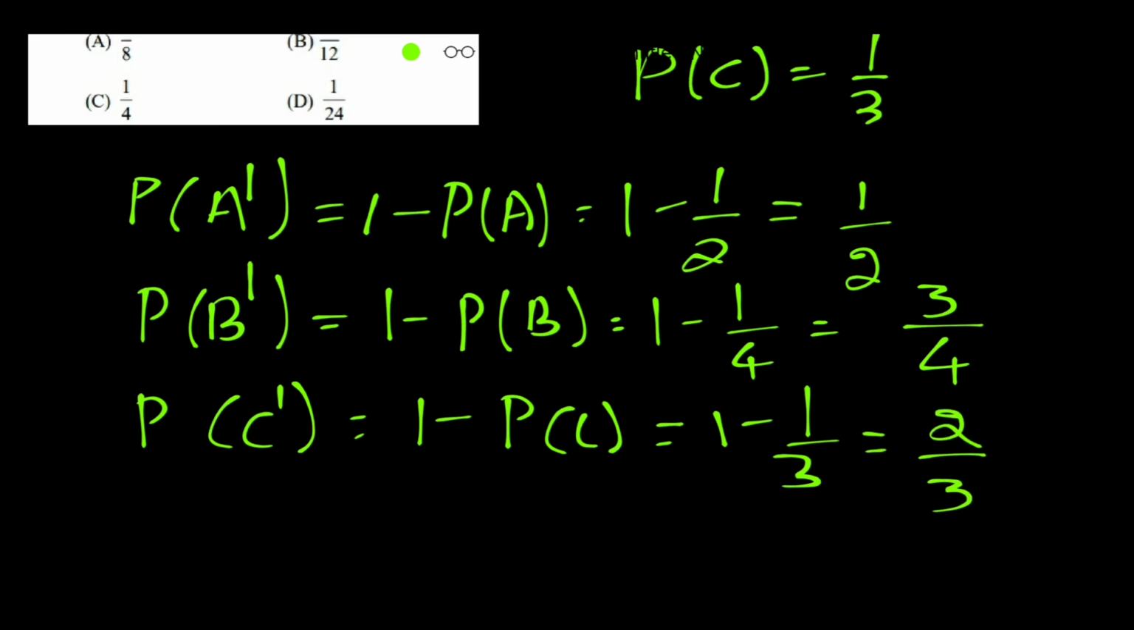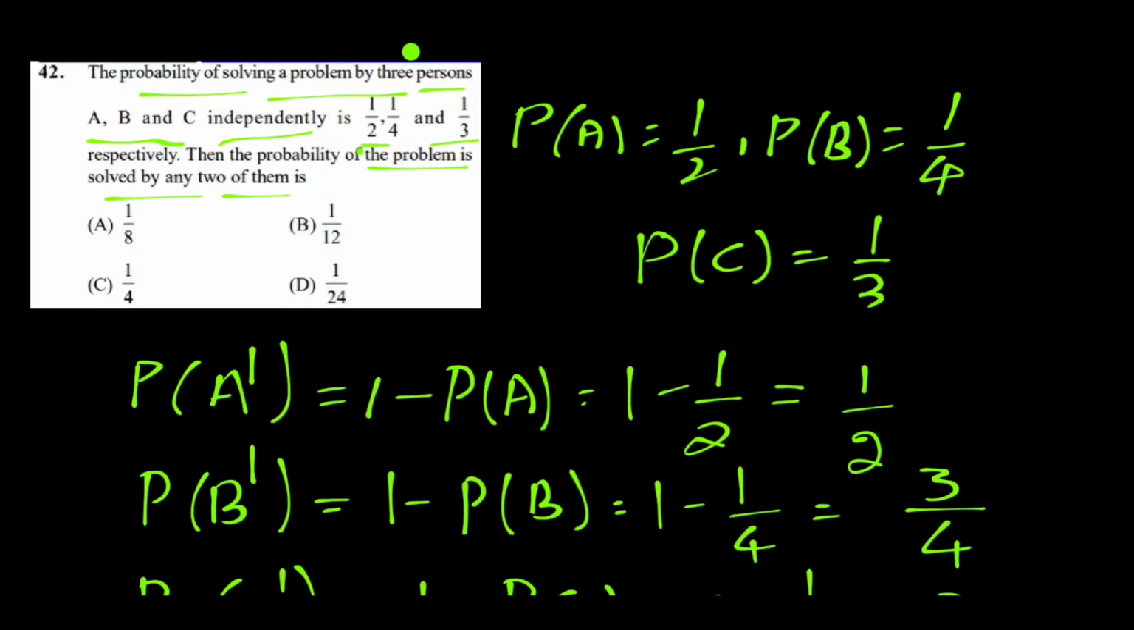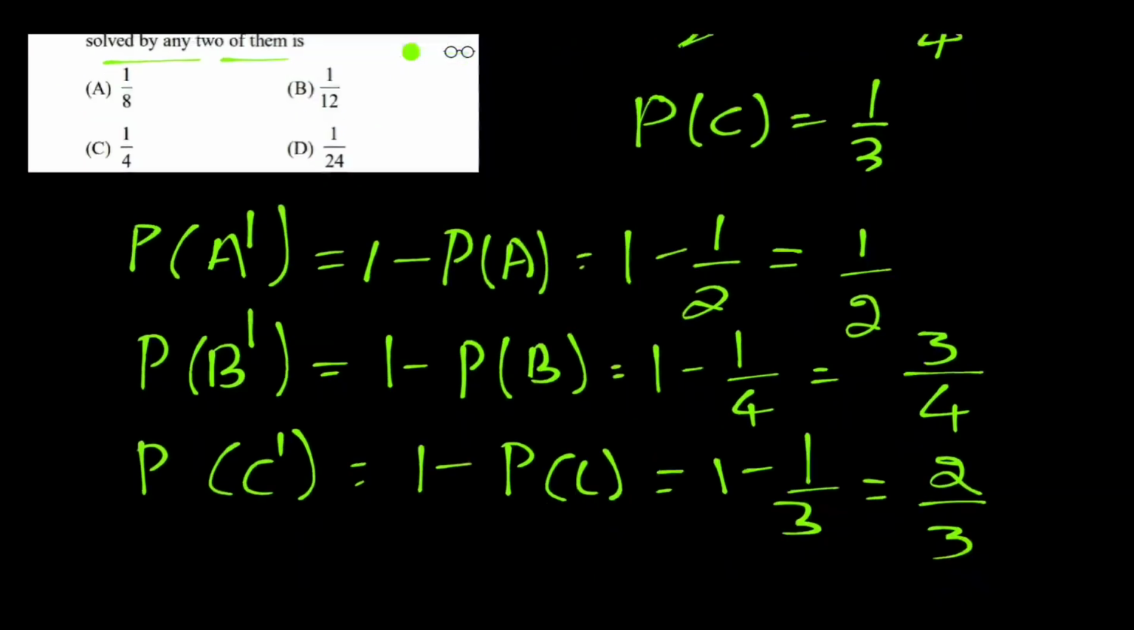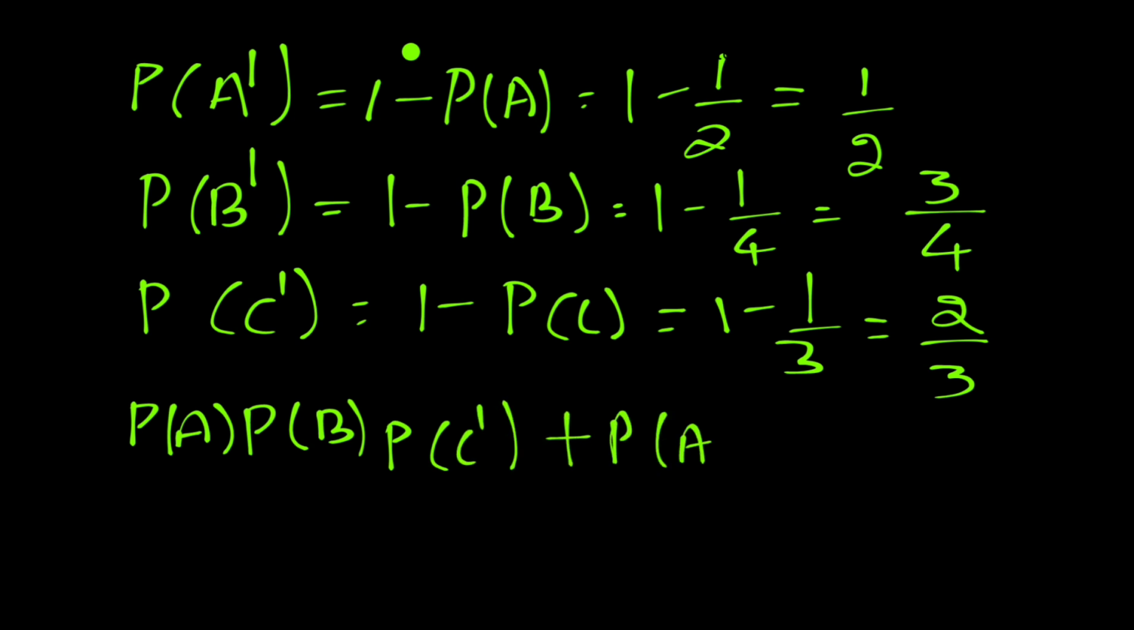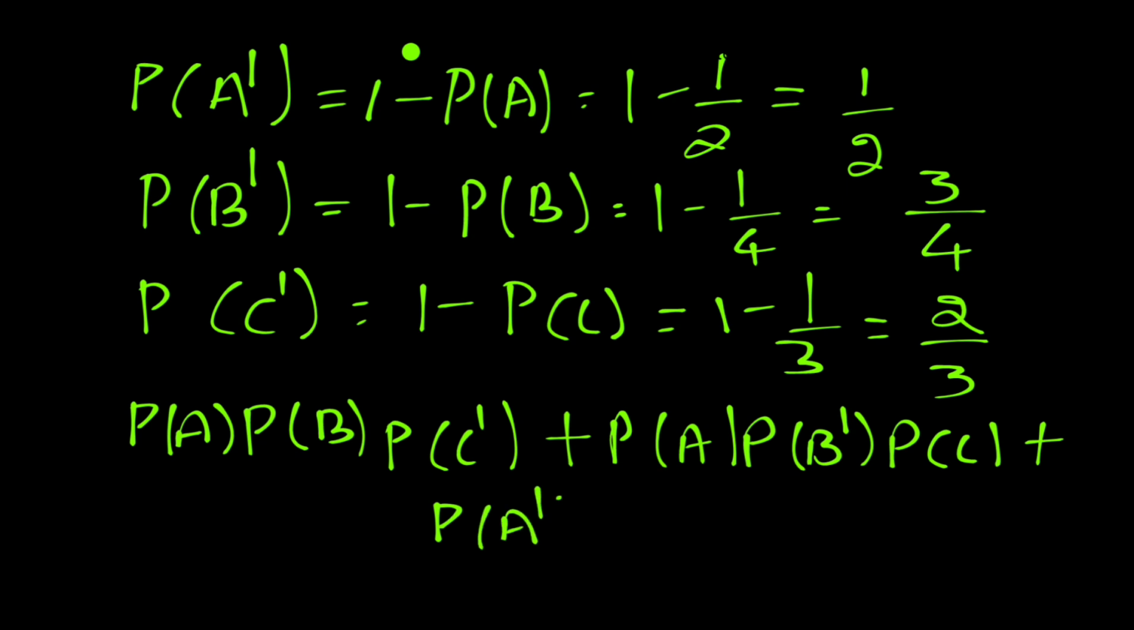So now for at least two of them solving, the required probability, we have to use this form: P of A into P of B, 2 solving, C is not solving, plus P of A solving and B not solving, C solving, plus P of A dash into P of B into P of C. By the independence condition only we can write it this way.